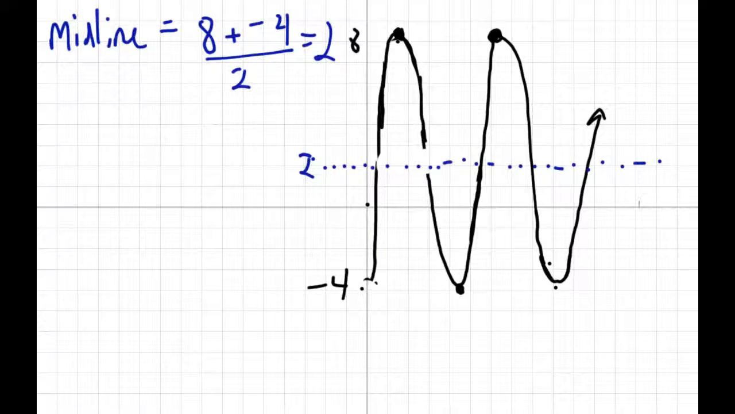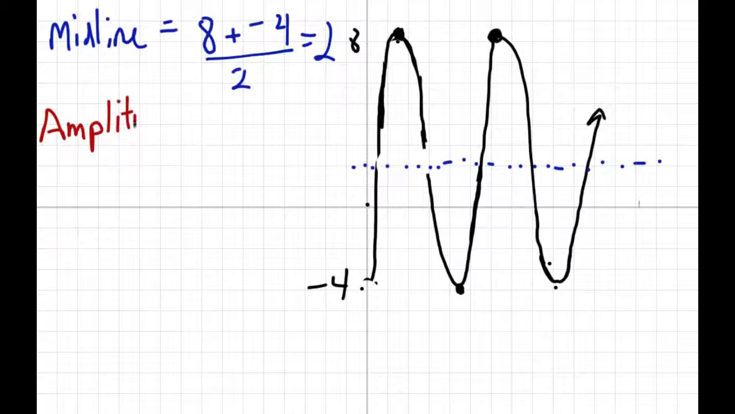Either way, either use the formula, add the two and divide by 2, or just use common sense and count squares and figure out where the middle is. So the midline in this case is at 2, and that's good. Now let's do amplitude.